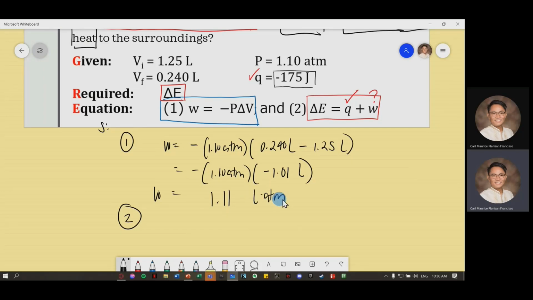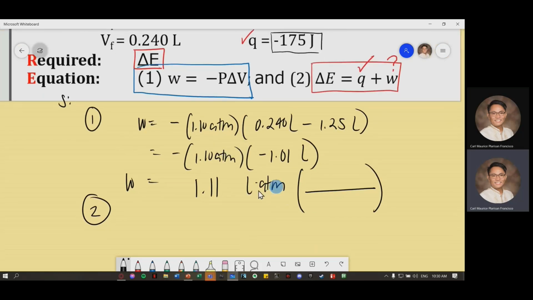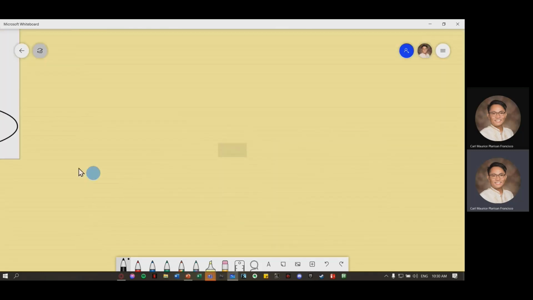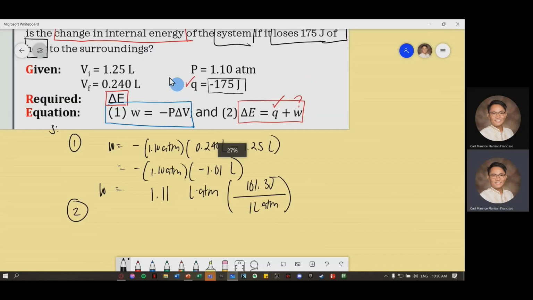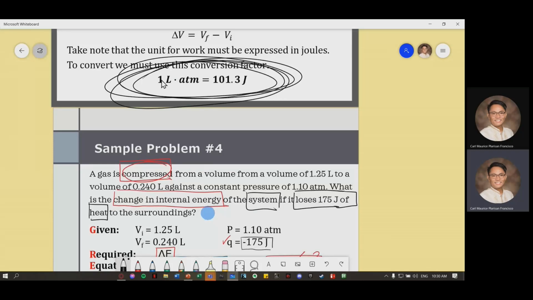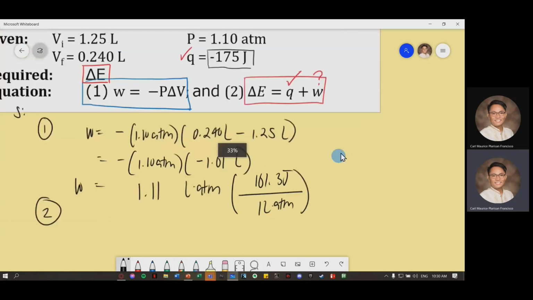Okay, so dapat ito pong liter atmosphere ay gawing joule. So kailangan pa natin yan i-convert. Hindi po pwede agad dumiretso sa number 2 kasi dapat ito ay joule. Alalahanin natin ang work dapat ay naka-joule unit. So 101.3 joules all over 1 liter atmosphere. Saan ito galing? Ito po yung conversion factor for liter atmosphere and joules. Okay? So we need to convert work into unit joule. Kaya natin yan i-convert muna.